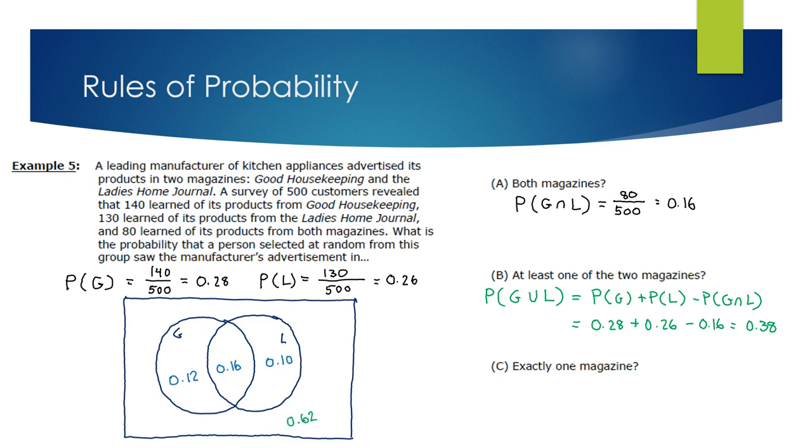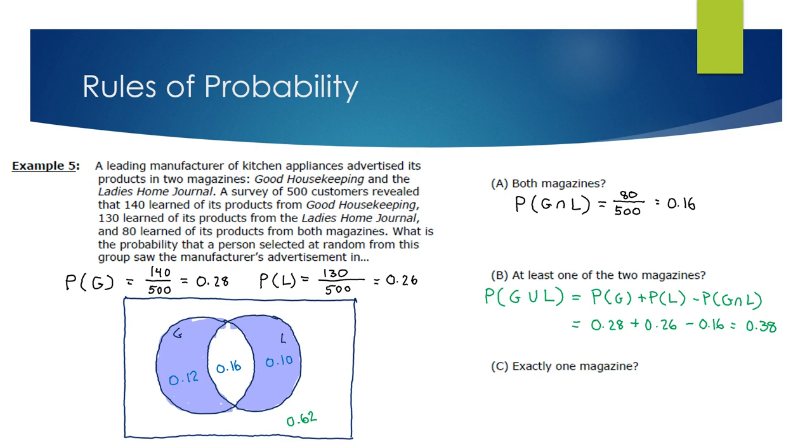And very importantly, I also worked out, although it's not needed for this, the probability of someone learning of their product through neither of these two magazines, because that might play a role too in some questions. So it's always good to make sure you figure out any and all regions that are in your Venn diagram. But I want to figure out the probability of someone learning of this product through only one magazine. So exactly one, so one or the other, but not both. So I'm looking for basically the probability described by these two regions.